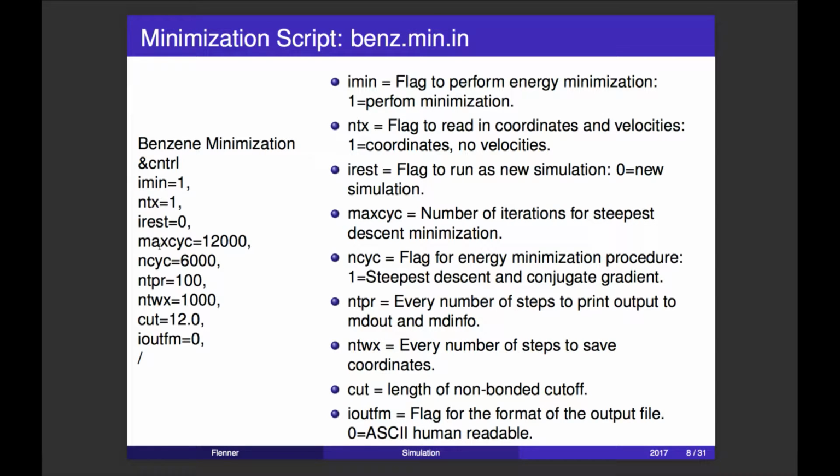So, in the min folder, there is this script that tells you about the benzene minimization. So we have the control, and I guess you can use the pointer. All right, and so the first line is just a flag that tells you that you're performing energy minimization. So 1 means you're performing minimization. That's true. 0 is false, you're not performing an energy minimization.